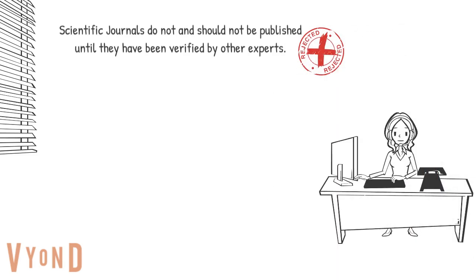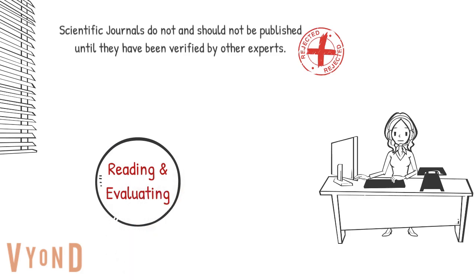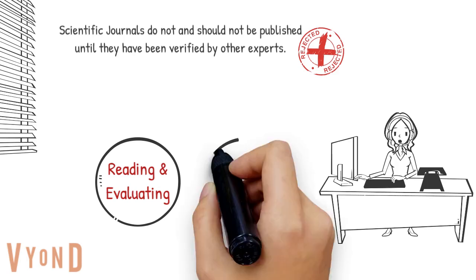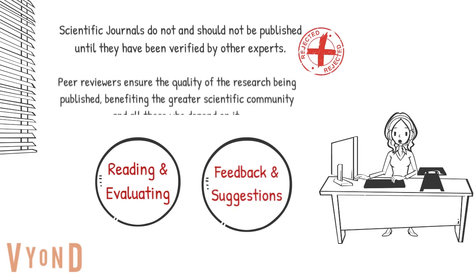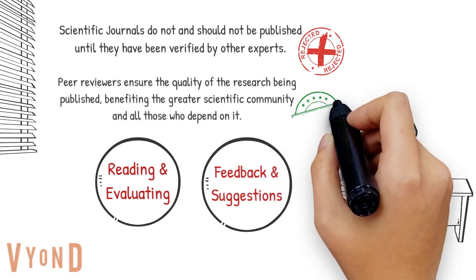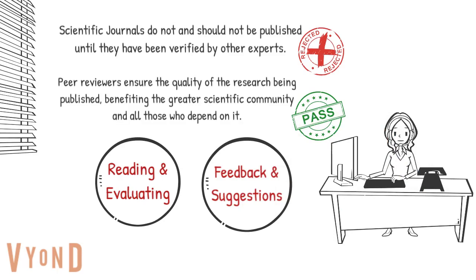There are two elements to a peer review. First is the reading and evaluating of the work, to strengthen the paper and check that no mistakes have been made and that there aren't any potential problems in the research. The second is the feedback, offering suggestions for how the paper can be improved. Peer reviewers ensure the quality of the research being published, benefiting the greater scientific community and all those who depend on it. So how do you read critically?